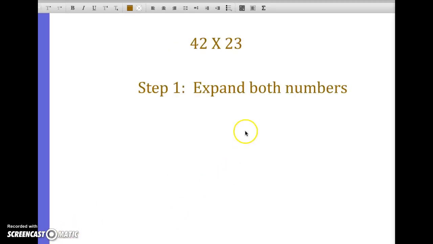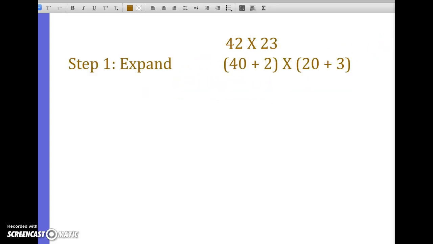Here is our second example. I'm going to give you some step-by-step instructions. Our problem is 42 times 23. First off, you want to expand both numbers. So you have 40 plus 2 times the quantity 20 plus 3. Now we're ready to do our multiplying.